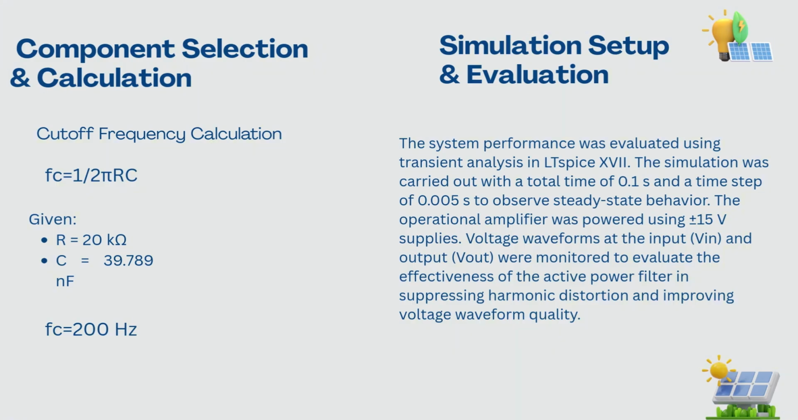Voltage waveforms were monitored at the input and output of the filter. The results show that the output voltage waveform is smoother and closer to a pure sinusoidal shape compared to the distorted input, which confirms the effectiveness of the active power filter.